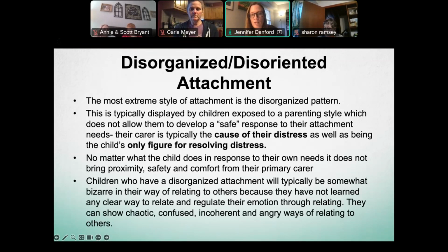So kids who have this style of attachment can be bizarre in their way of relating to others because they don't know how to relate or regulate their emotions. They can be chaotic, confused, incoherent, and have angry ways of relating to others. Again, they have not learned a coping strategy, whether maladaptive or any sort of adaptive strategy. Some of the other ones we talked about learned maladaptive coping strategies, but at least to them, it made sense. This kind of kid is just kind of lost.